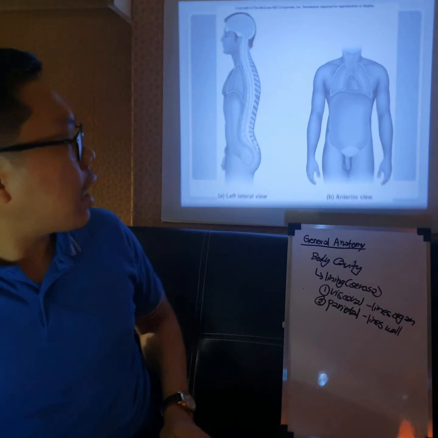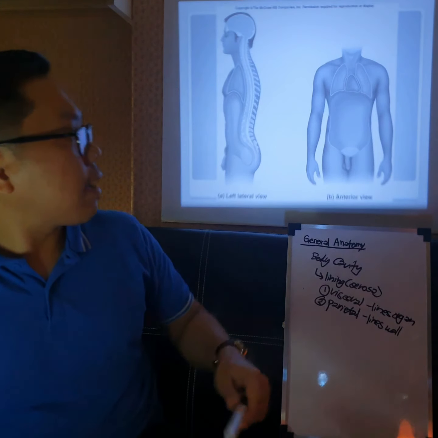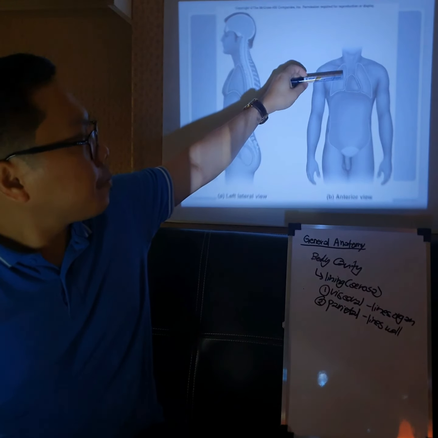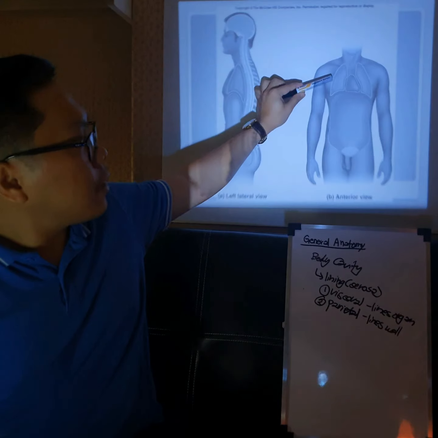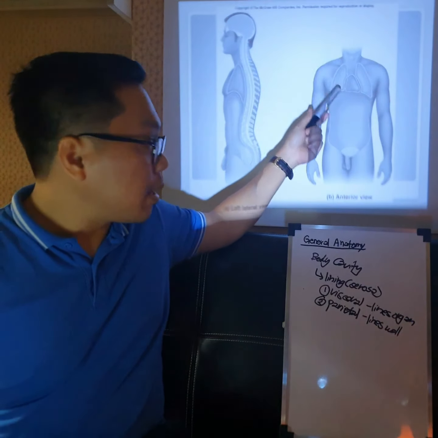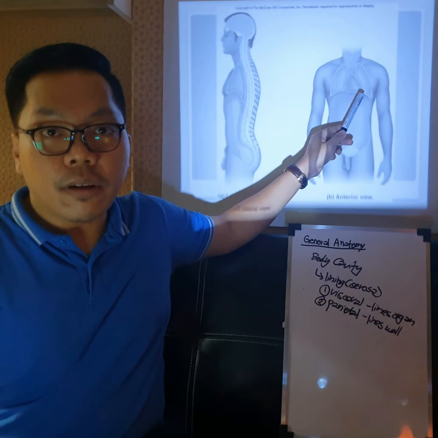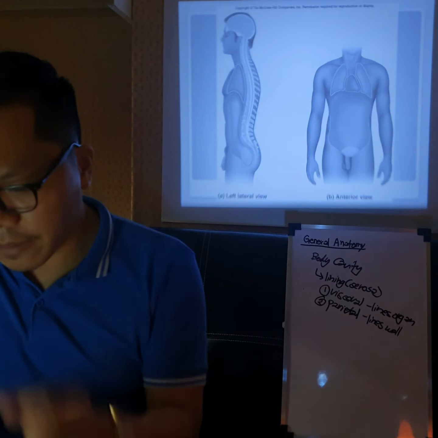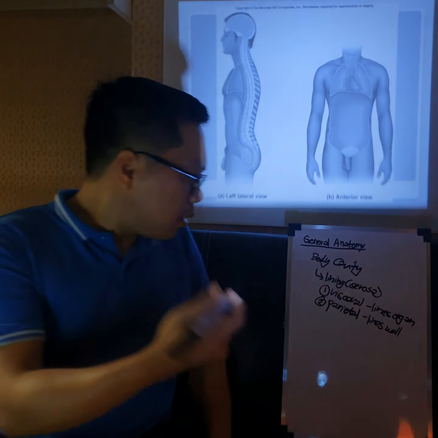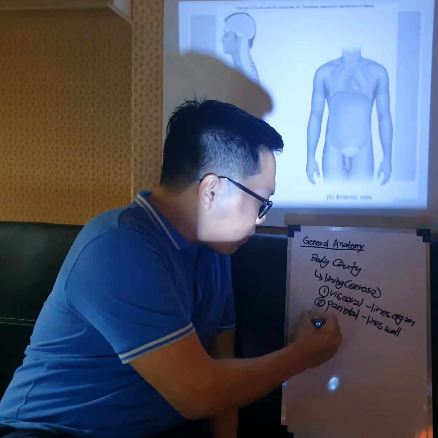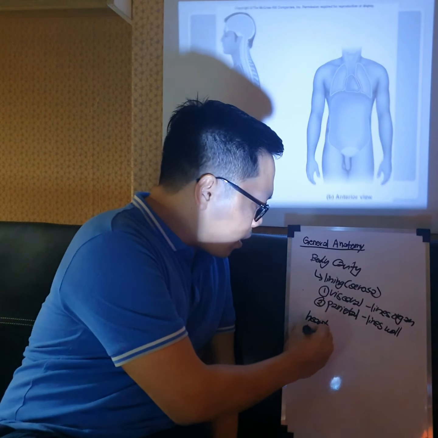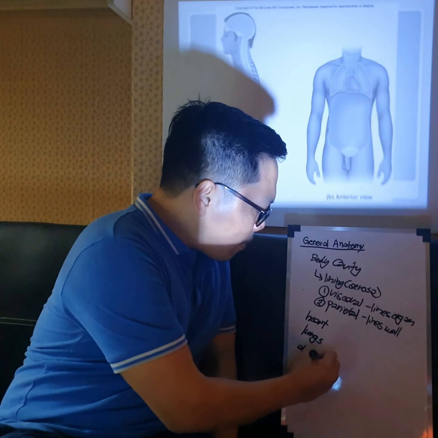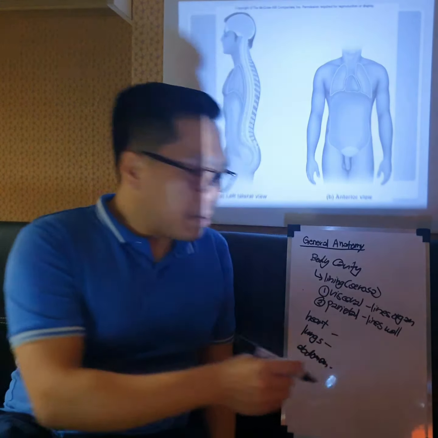As you can see, meron tayong 3 major body cavities. We have here, sa thoracic region, meron tayong body cavity for the lungs. We also have a body cavity for the heart. And we also have a body cavity for the whole abdomen. Okay? And what do we call these cavities? We have one for the heart, one for the lungs, and one for the abdomen.